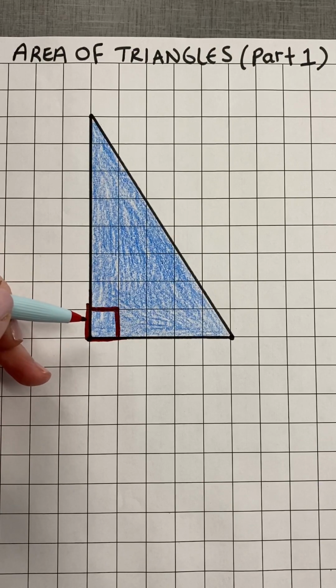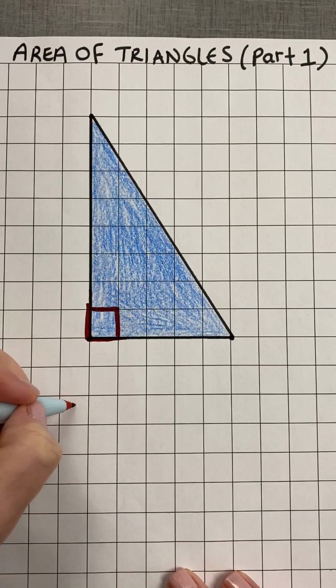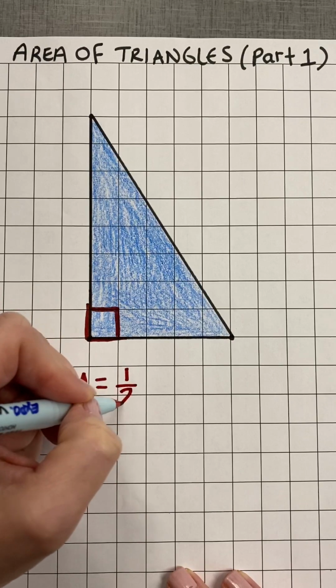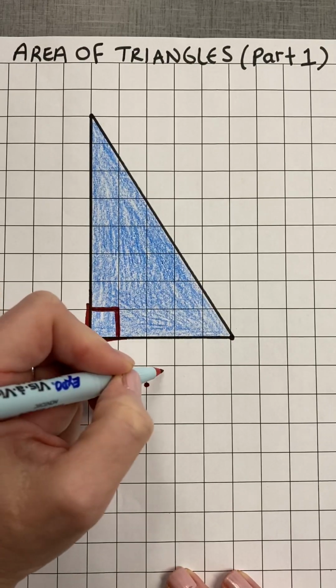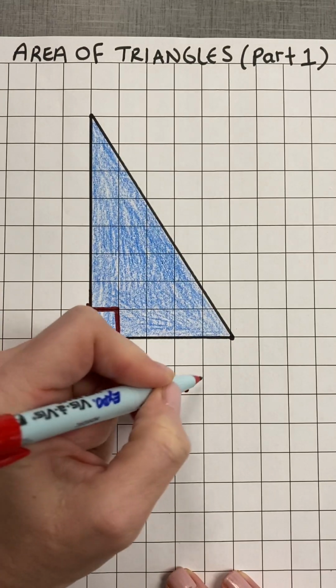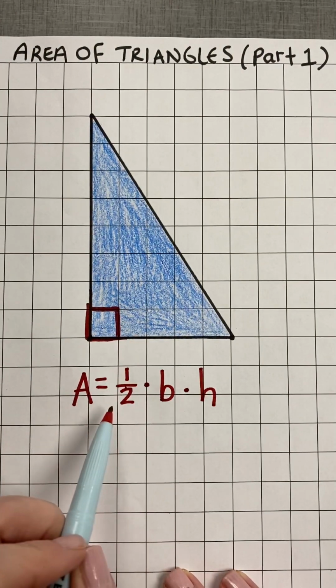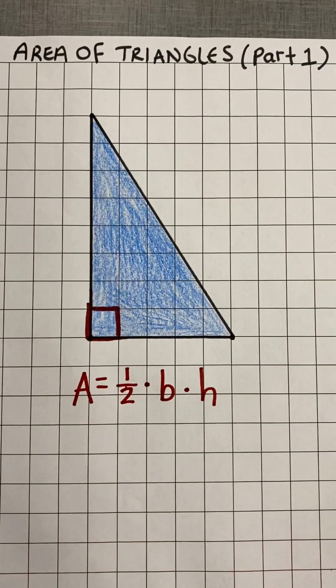Now, how do you find the area? Well, the area formula for a right triangle is as follows. Area equals 1/2 times your base times your height. So the 1/2 is a constant. It will always be here. The base and the height will vary from triangle to triangle.